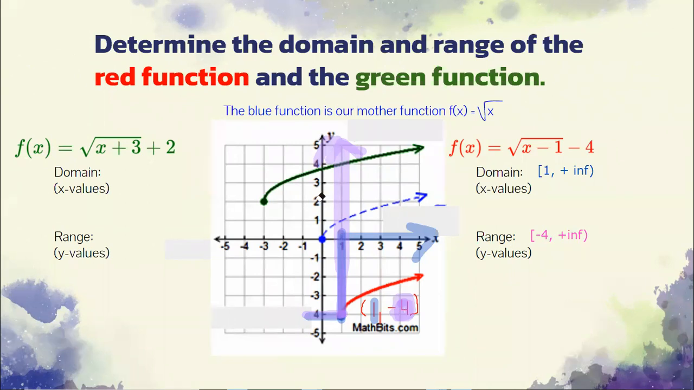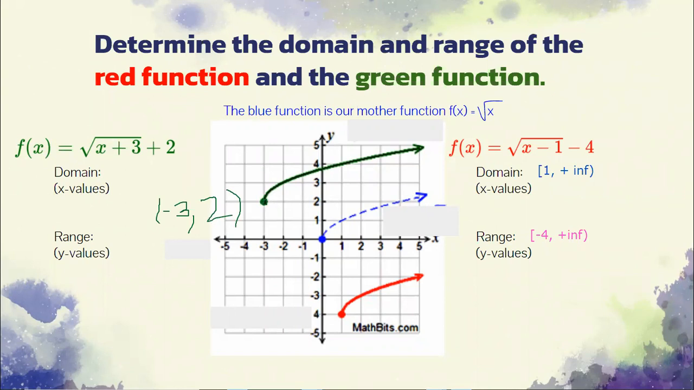So let's repeat the process for the green function. Let's see what our domain and range is based on the green function. Again, we're going to start and talk about the locator point. Again, it's at negative 3, positive 2, right? This point right here is at negative 3, positive 2.